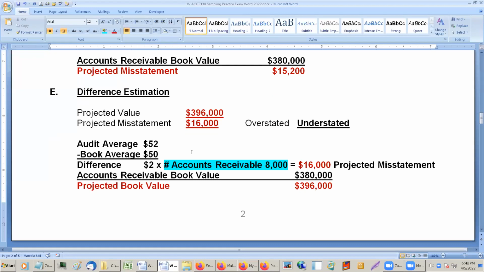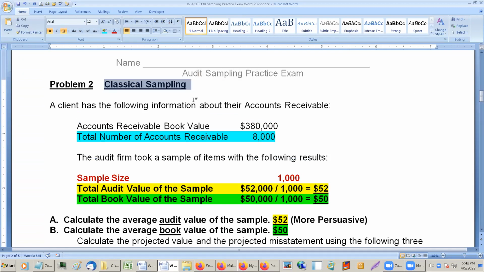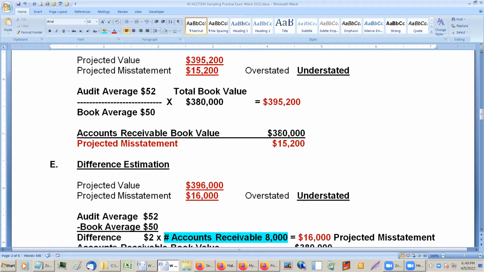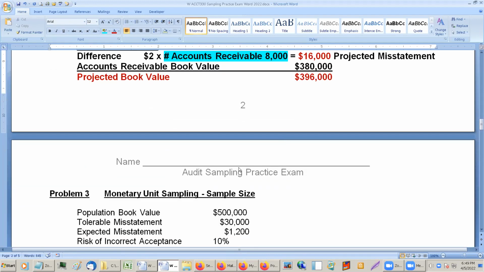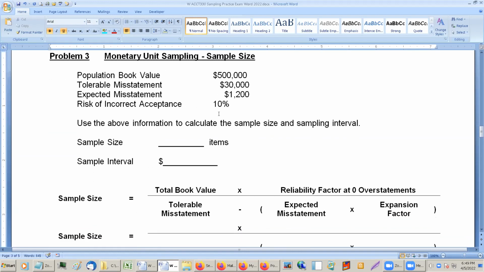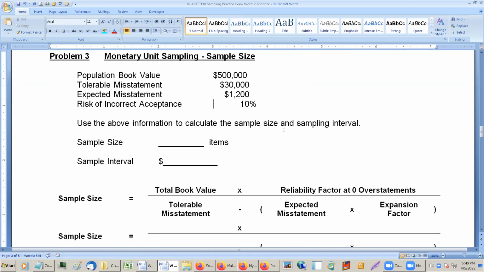And I think these are probably the most intuitive ones. The classical sampling is kind of the one that most people would, if you weren't told how to do it, probably come up with one of these methods of projecting it over the population as a whole. So we go from the intuitive one to the wildly unintuitive. Monetary unit sampling. And the first thing we're going to do is the sample size.